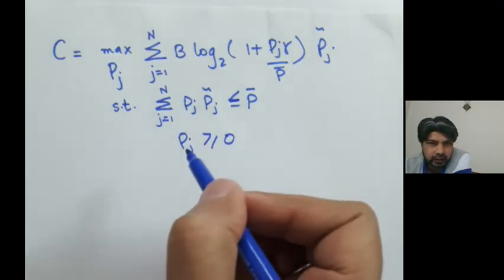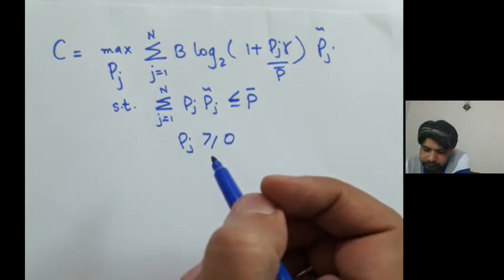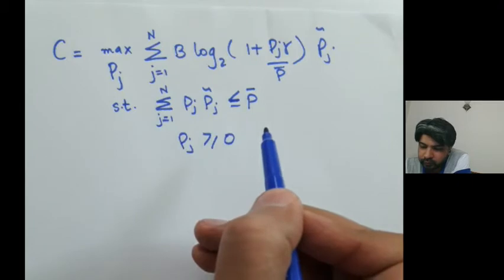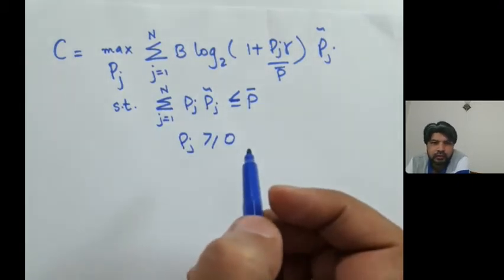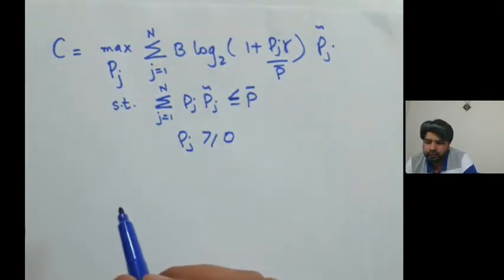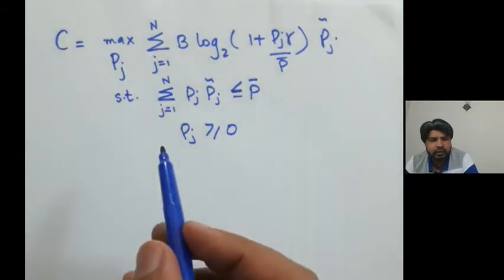So that is your capacity. That is the maximum capacity that you can achieve if you are also carrying out the power control. This is the discrete time version of the capacity. The continuous time version is very similar. You would have an integral instead of this.